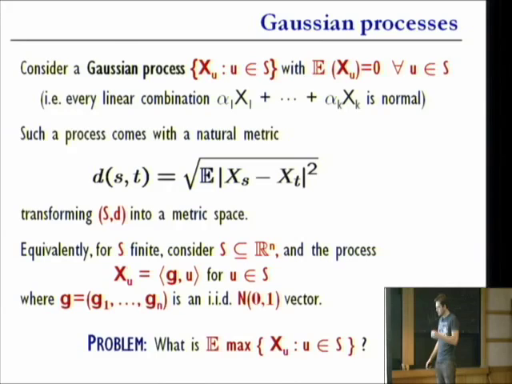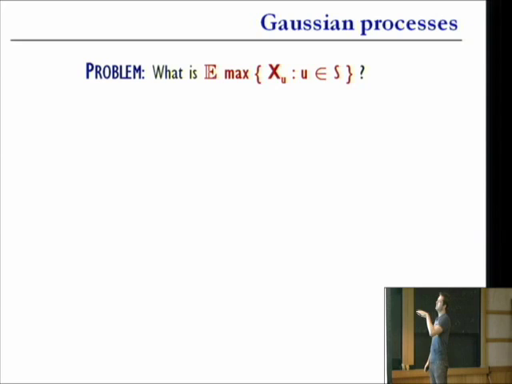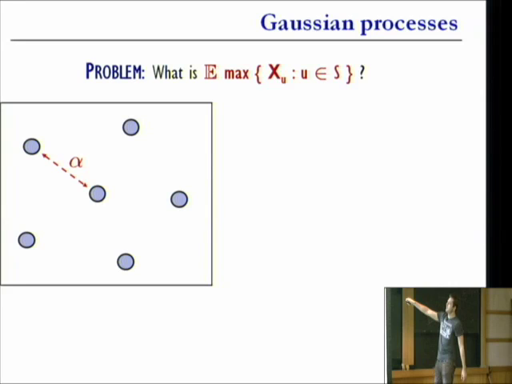So this is what Talagrand wanted to study. Now we know what we want to study, so let's look at some interesting special cases to get some idea of what this quantity should look like, and then we'll develop the definition of gamma 2. The first thing is, suppose that all the points are at pairwise distance alpha. In other words, we have a bunch of points in Euclidean space, and all distances between them are alpha.